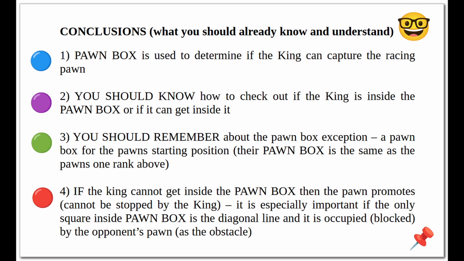And the last one, if the king cannot get inside the pawn box, then the pawn promotes and it cannot be stopped by the king, and it is especially important if the only square inside the pawn box is on the diagonal line and it's occupied, or you can say blocked, by the opponent's pawns, and it is the so-called obstacle. And now I hope you understand the basics about the pawn box.